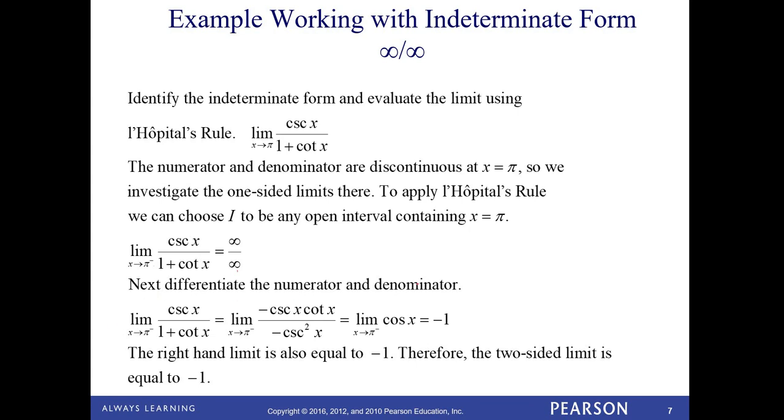So we're going to differentiate. The derivative of cosecant is negative cosecant cotangent. The derivative of 1 plus cotangent is negative cosecant squared. This can be simplified. One of the cosecants can cross off on top with 1 on the bottom. Cotangent over cosecant is cosine. So the limit as x approaches pi from the left of cosine is negative 1. The right-hand limit is the same. Therefore, the two-sided limit is equal to negative 1.